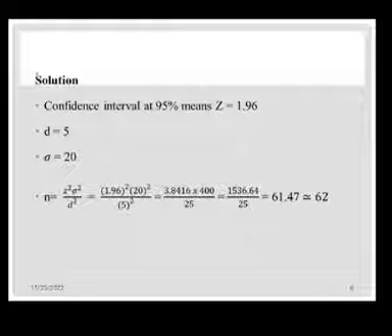Now, this is the solution. We just put in our formula. We use our z value, which is gotten from the z table, and then we substitute it, and you can see here we get 62. So this means that this researcher is going to use 62 as a sample size.